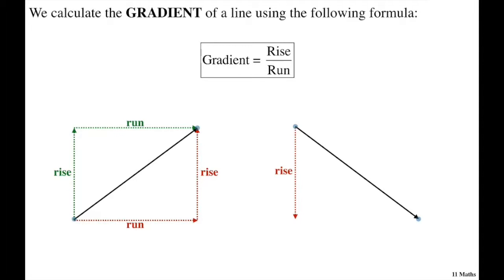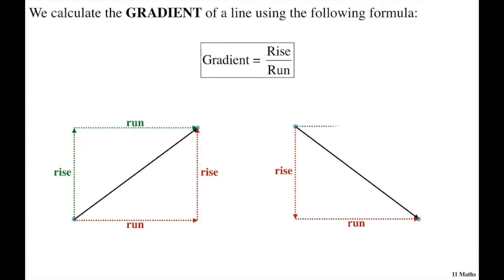If you're heading upwards, you're heading in the positive direction. If you're heading downwards, you're heading in the negative direction. Followed by a run, that is positive because the run is heading in the positive x direction. If you were thinking of the run as a horizontal line, the x direction to the right would be positive, to the left would be negative.